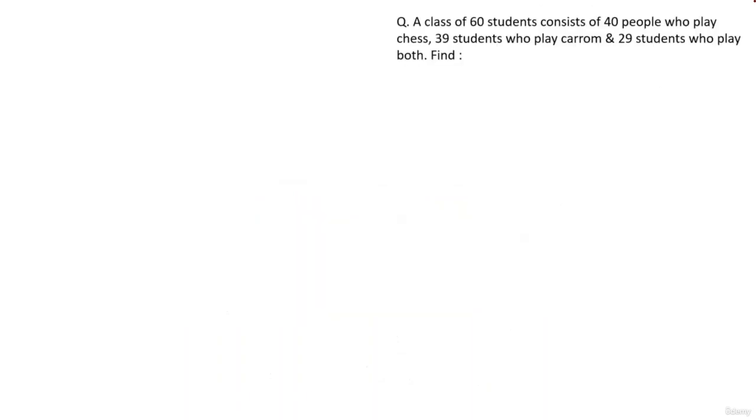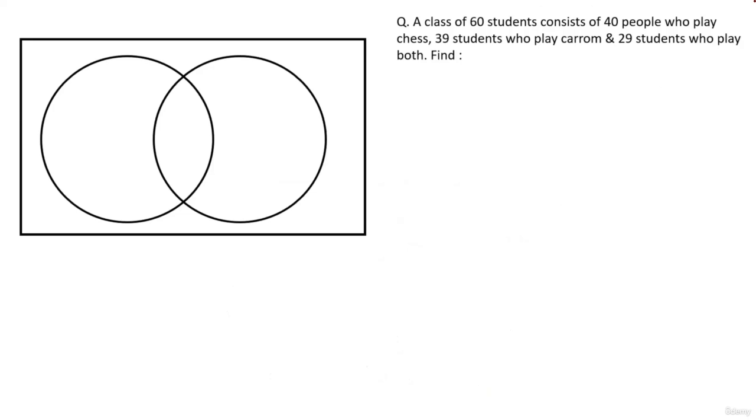A class of 60 students consists of 40 people who play chess, 39 people who play carom, and 29 students who play both. Then we have a few questions. Now, whenever we have such questions, we have been given most of the information. We'll just write it down on the given Venn diagram.